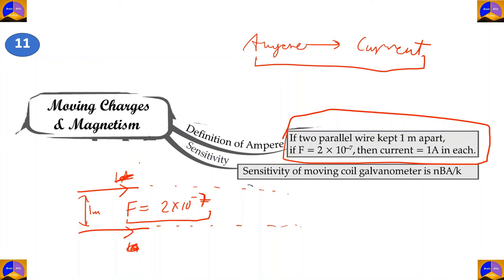Then you would know that 1 ampere of current is passing through both of these conductors, because that is the definition of ampere. If two parallel wires kept 1 meter apart are given in a setup, then the value of force will be 2 × 10⁻⁷ for the current in both conductors to be 1 ampere.